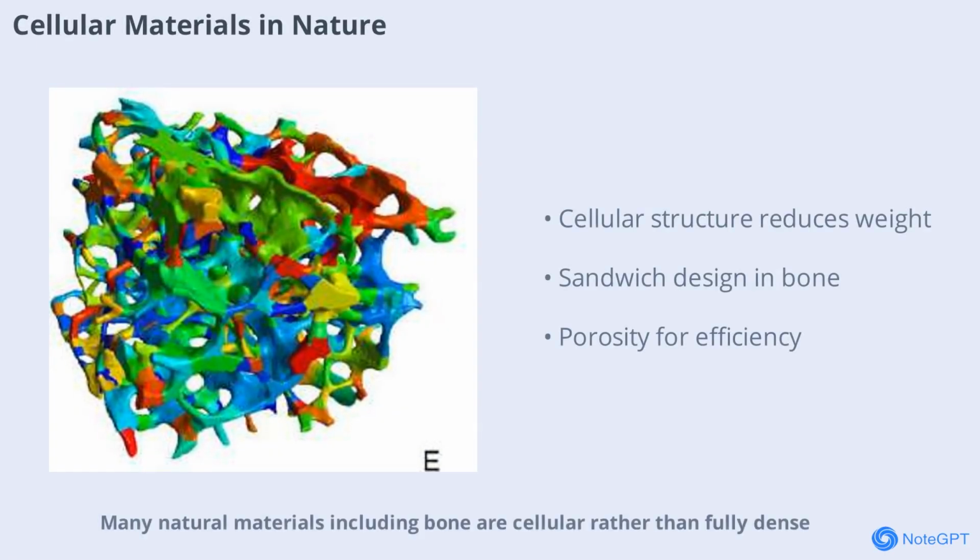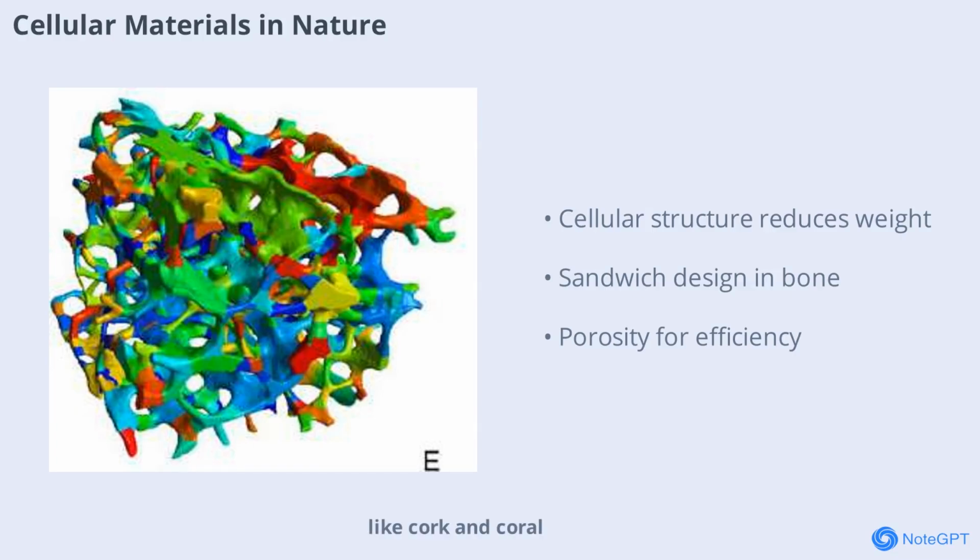Many natural materials, including bone, are cellular rather than fully dense. This cellular architecture reduces weight while maintaining stiffness and strength. For instance, the combination of a compact cortical shell and a spongy trabecular core in long bones mirrors the design of engineered sandwich structures. This arrangement maximizes resistance to bending and flexure, with porosity increasing toward the center where less strength is needed. Such designs are found in other biological materials as well, like cork and coral.